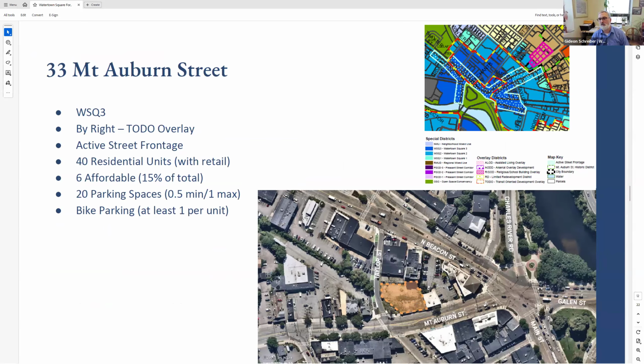This used to be a rail corridor, so that piece right there is owned by the city. It's been sitting vacant since the property next door accidentally broke the foundation. And so it's been an eyesore in the heart of Watertown Square. I've been here for 15 years and it's been empty that entire time.